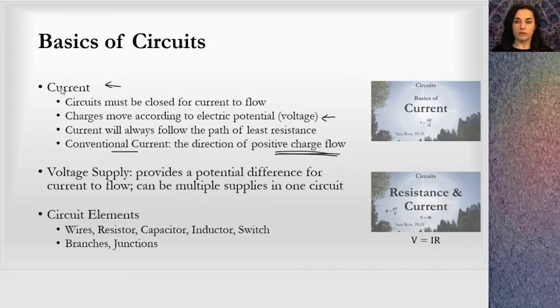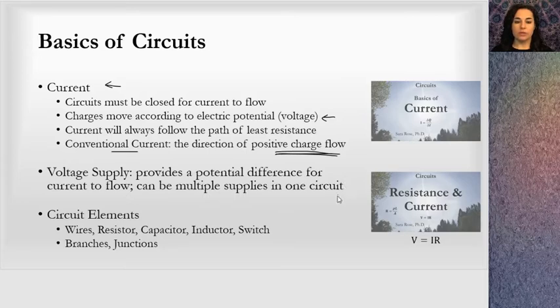Like I said up here, in order to have current, we need to have an electric potential difference or a voltage. So there will always be a voltage supply in a basic circuit. It provides a potential difference for current to flow, and multiple supplies can be in one circuit. It may freak you out to see that while we do circuit analysis, so I've chosen some problems where you will see multiple batteries.